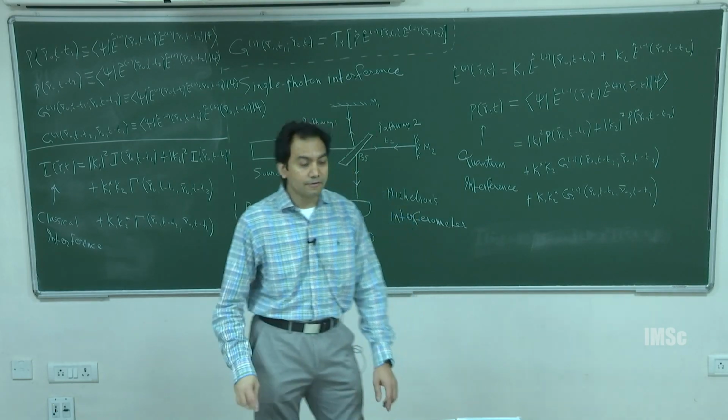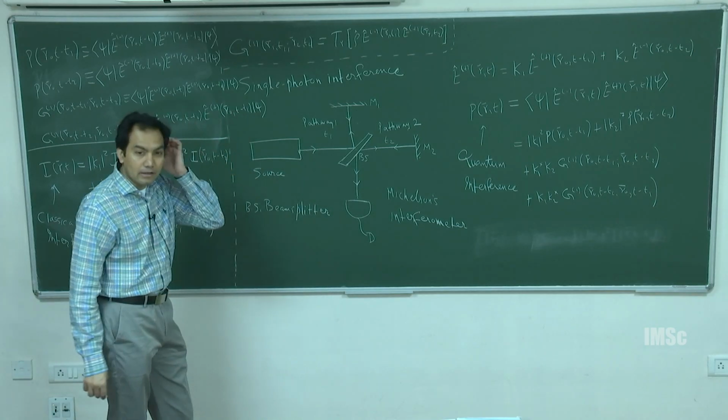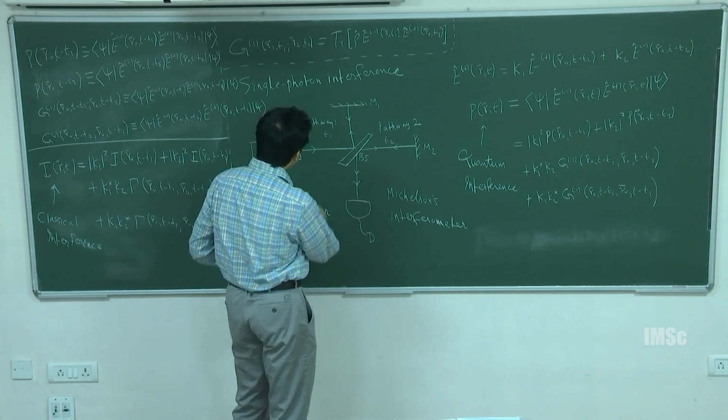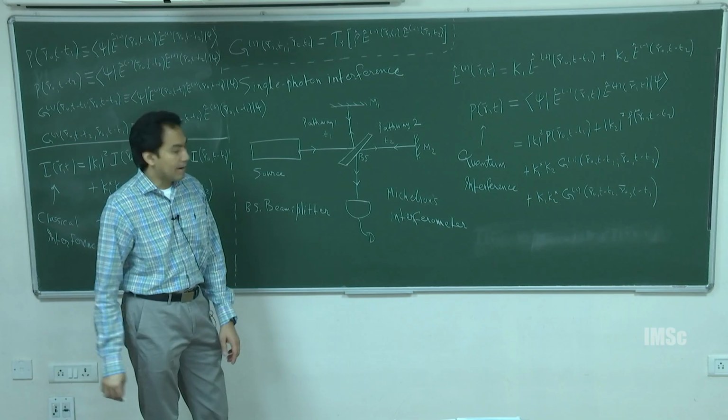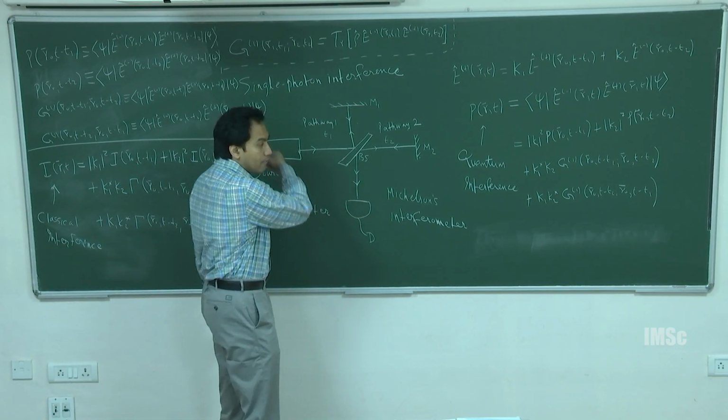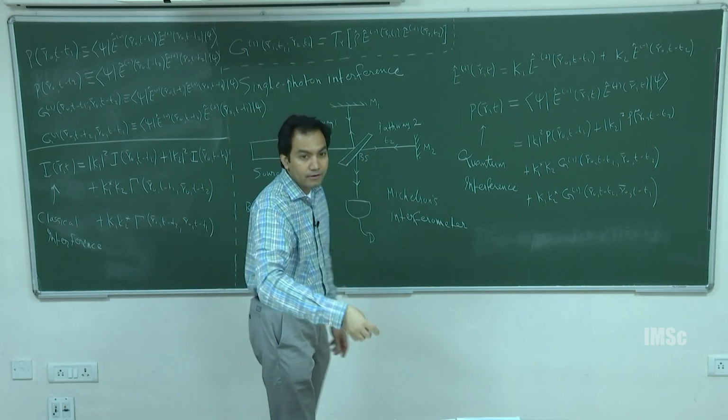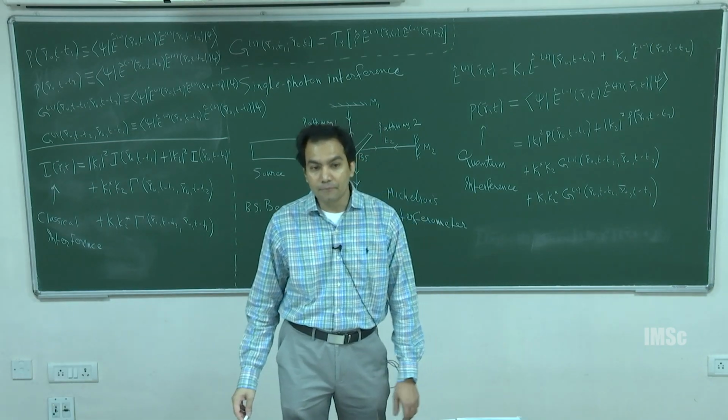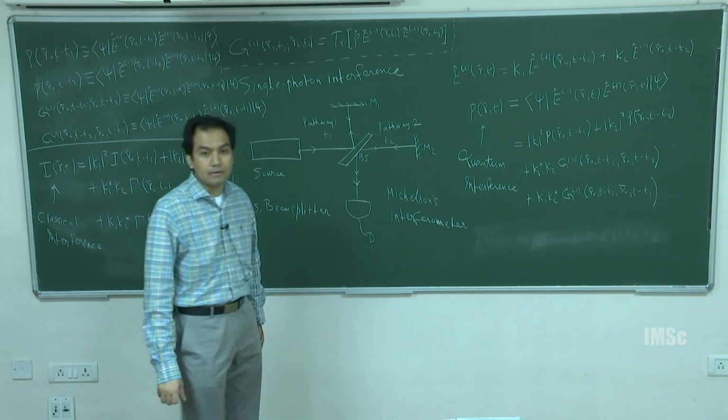So in this setup, in the Michelson interferometer, what you will do is you send one photon at a time, and then you detect it. Now, when you do this experiment for a collection of single photons, you will observe the interference pattern.